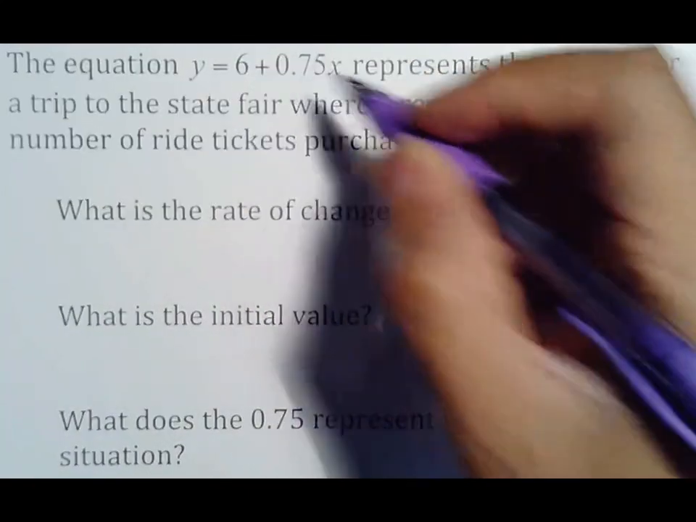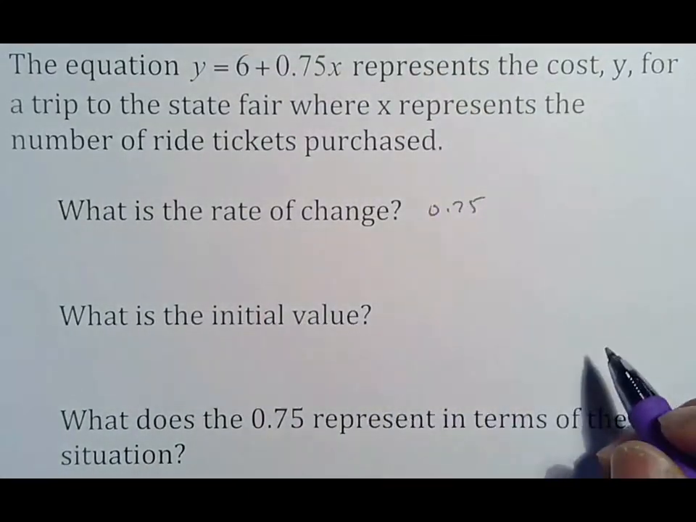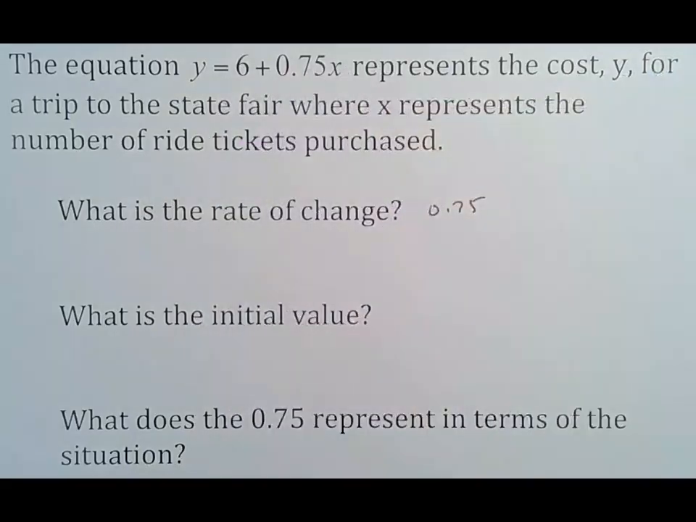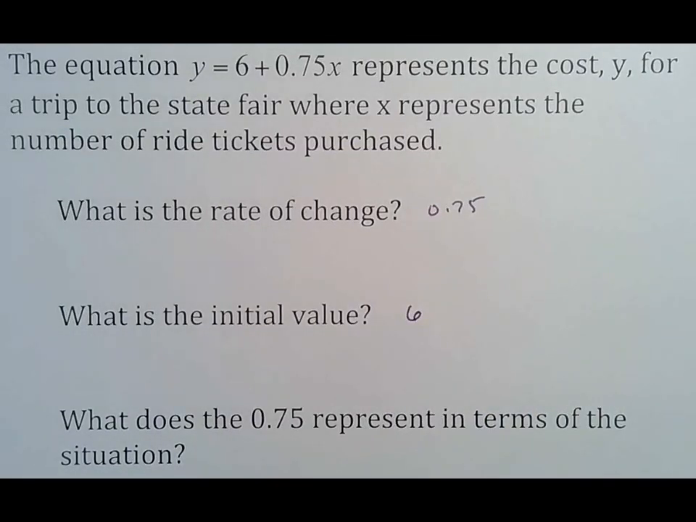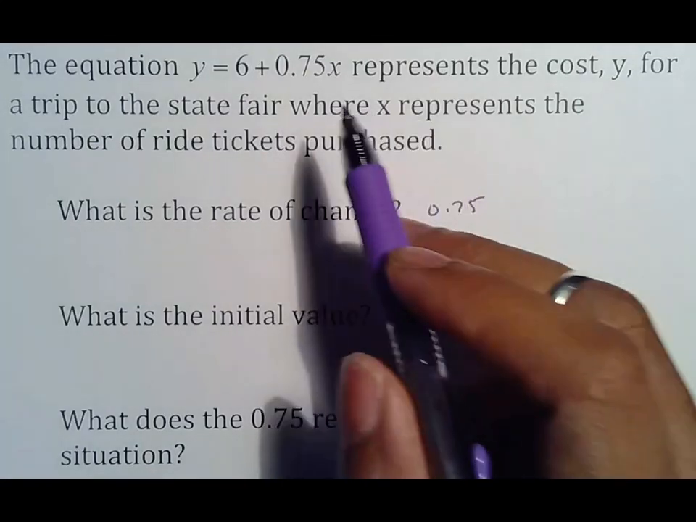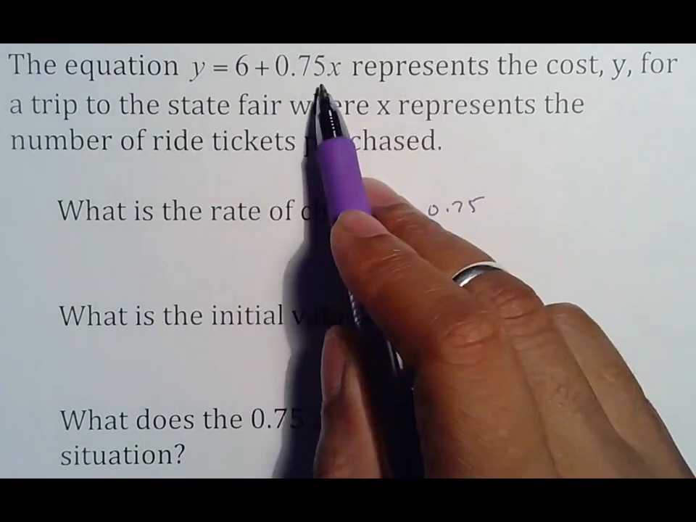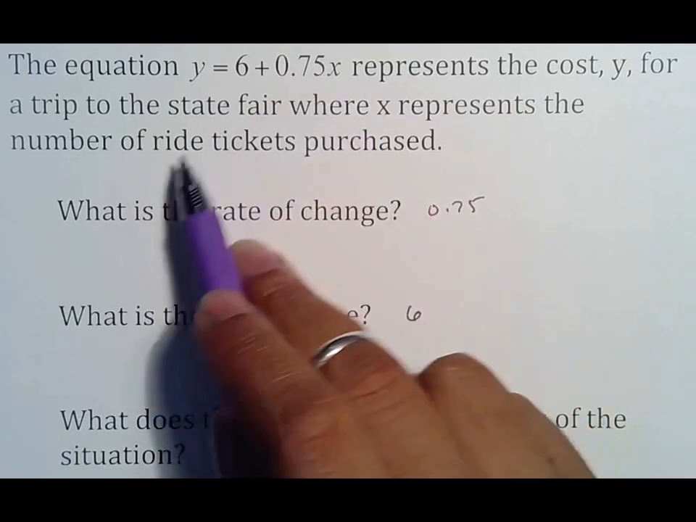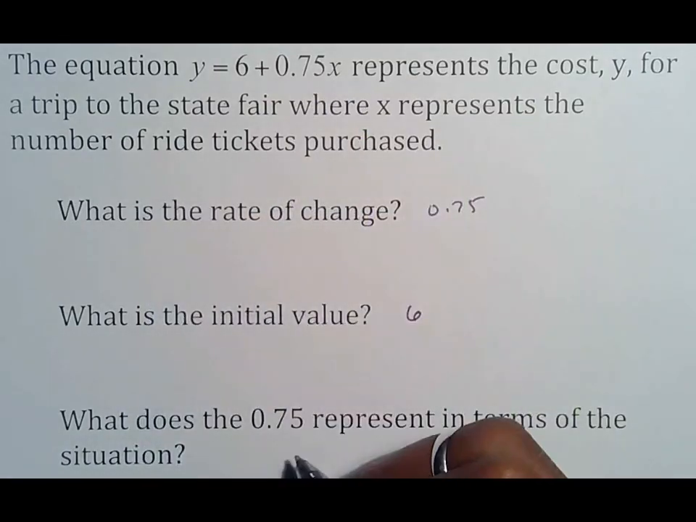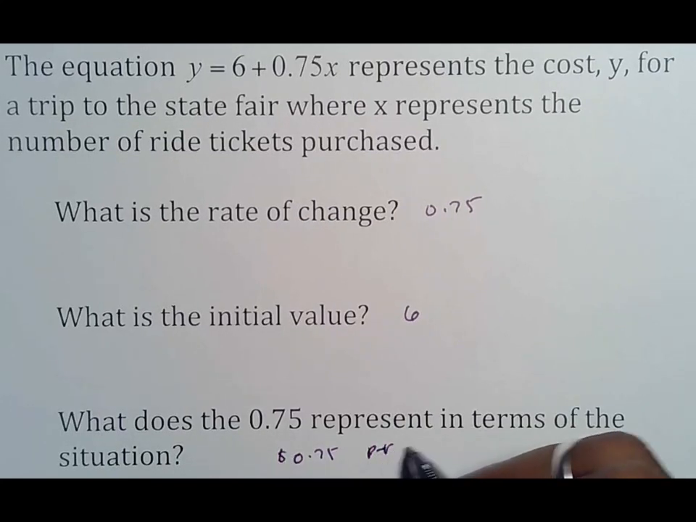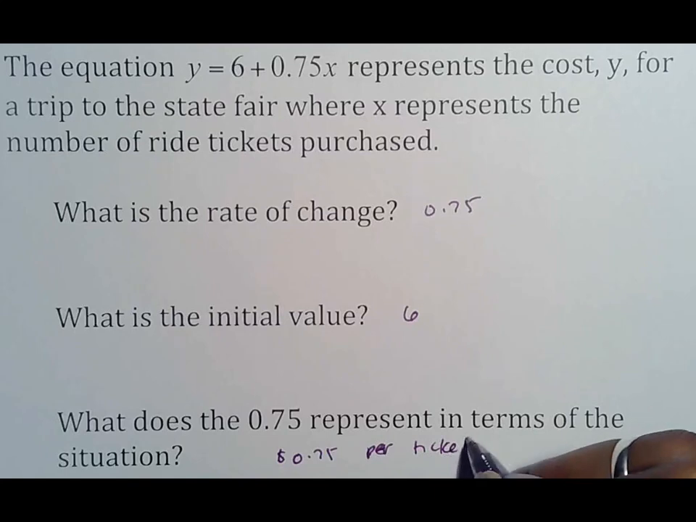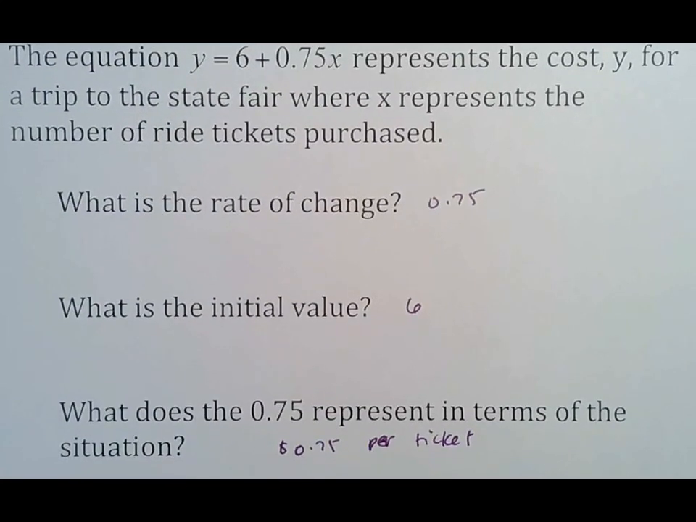In this case, 6 is not my rate of change. 0.75 would be, because all we did was switch our m and our b around. Your initial value is your b, which means that that will be your 6. The real question is, what does 0.75 represent in terms of the situation? Well, 0.75 is money, so it's 75 cents times x. Well, what's x? Number of ride tickets, so it'll be $0.75 per ticket would be what it would represent.